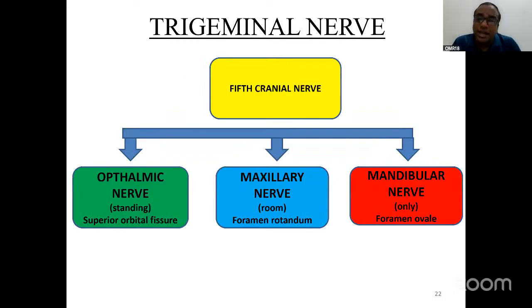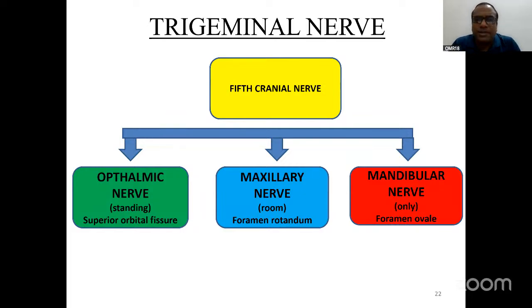Now coming to the cranial nerves, we have got 12 cranial nerves. I told you how to remember the 12 cranial nerves. Among these cranial nerves, the fifth cranial nerve and the seventh cranial nerve are extremely important. You cannot miss this. Again, these nerves are sensory, motor, which I have already explained to you. So this fifth cranial nerve has got three branches: ophthalmic, maxillary, mandibular. These three nerves come out from some foramen.